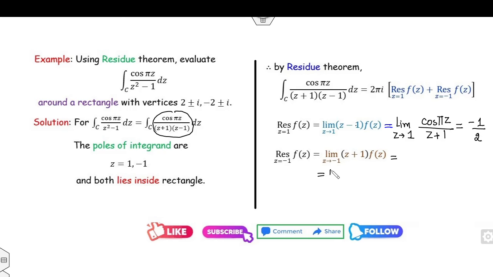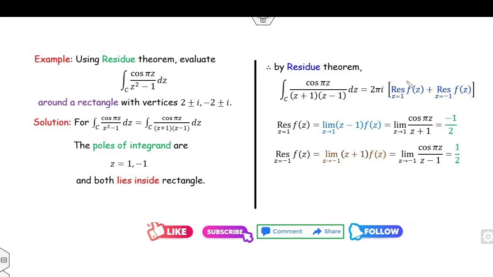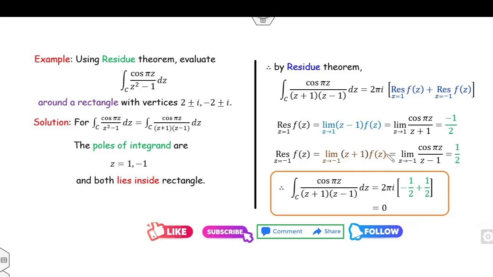Similarly, for the second term, limit z approaches minus 1 of cos of pi z divided by z minus 1. If you substitute minus 1, cos of minus pi is minus 1, divided by minus 2. The answer is plus half. The first answer is minus half, the second is plus half. You can add both the answers and you will get 0 as the required integration over this curve.